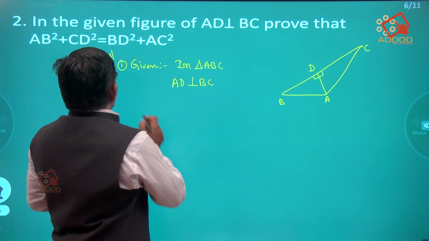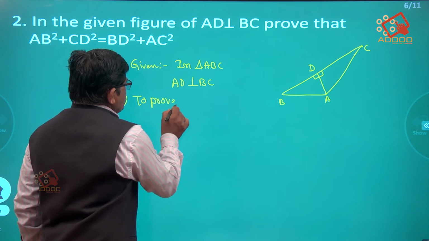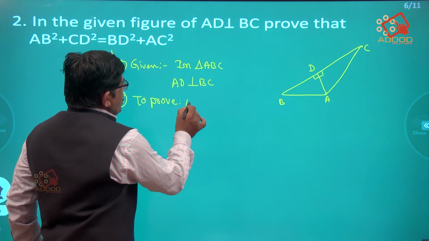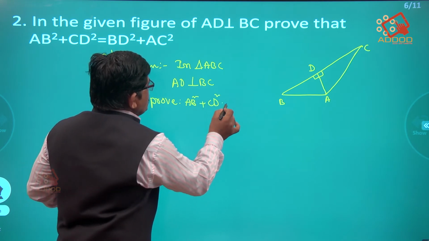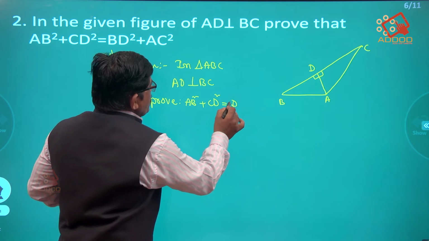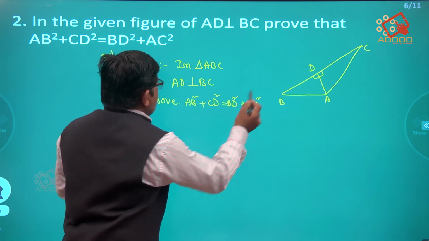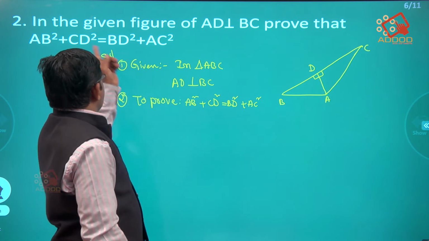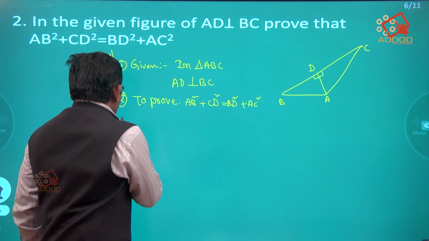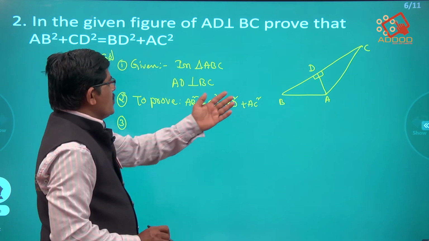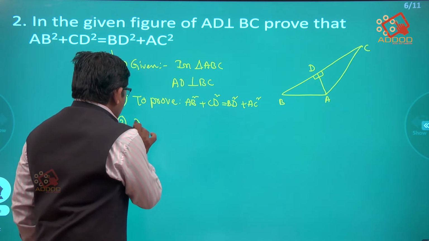Second, to prove. What is to prove here? AB square plus CD square is equal to BD square plus AC square. Next, third, the proof.